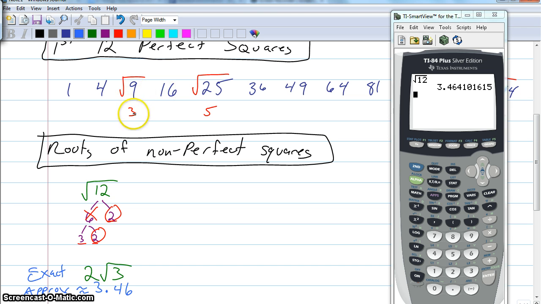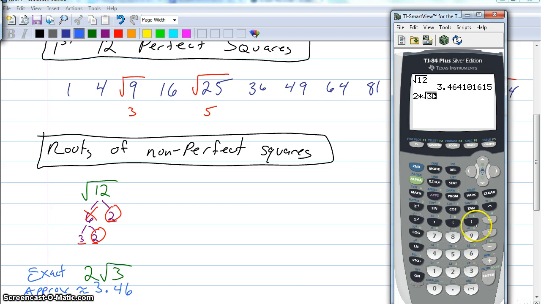Now, just like we said before, 12 is somewhere between 9 and 16. The square root of 9 is 3. The square root of 16 is 4. So we know it should be somewhere between 3 and 4. Now, root 12 gave this grossness. So what if I put in 2 times, because that's what this means. This means 2 times the square root of 3. Oops.